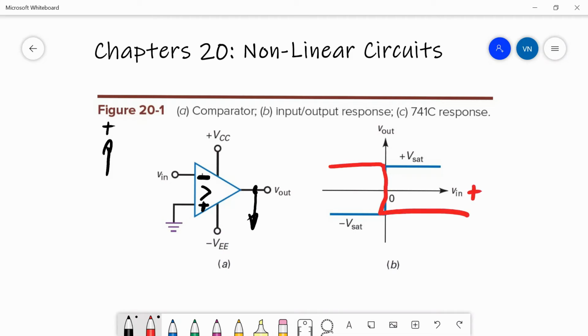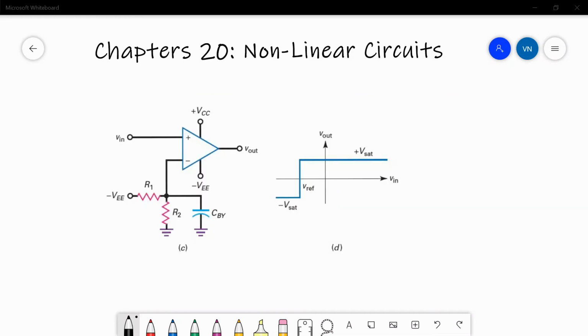When you have a positive Vin, you get a negative V out. And when you have a negative Vin, you'd have a positive V out. So you can use the comparator with a zero reference to basically invert a signal, or you can create a signal that's in phase with the input.